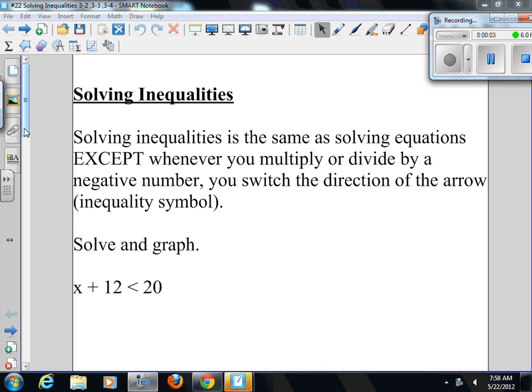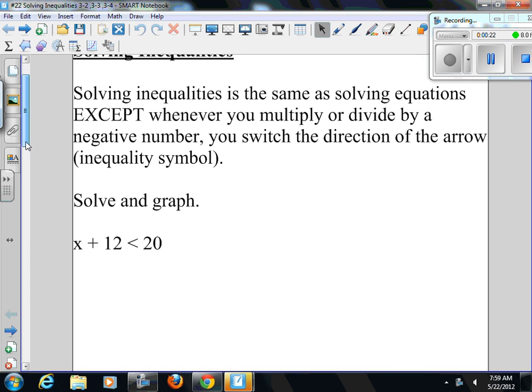Today we're going to be talking about solving inequalities. And basically, if you can solve equations, you can solve inequalities. Because solving inequalities is the same as solving equations, except whenever you multiply or divide by a negative number, you switch the direction of the arrow, which is the inequality symbol.